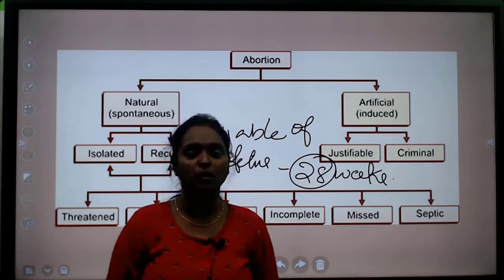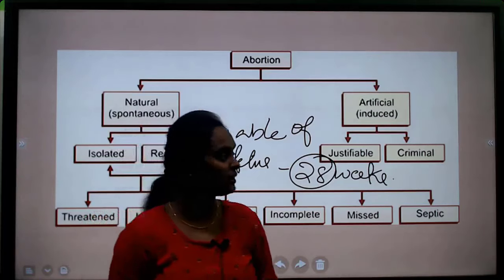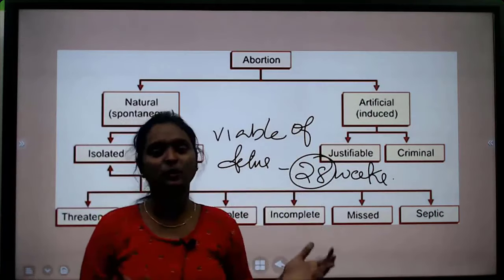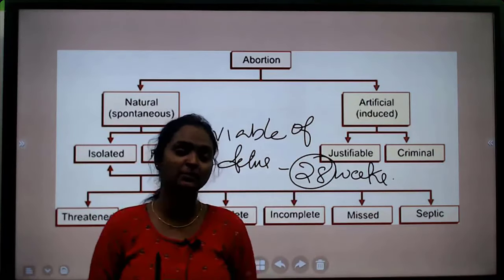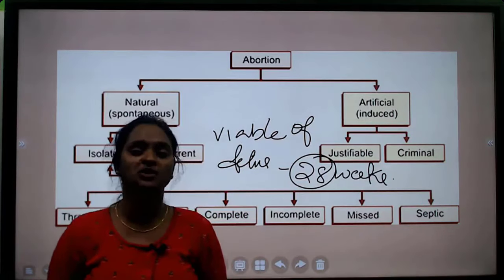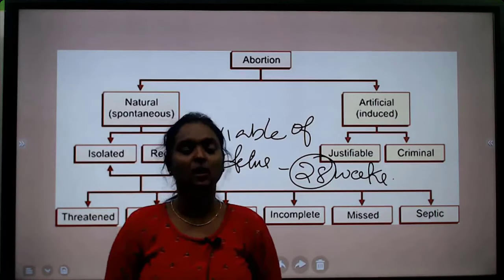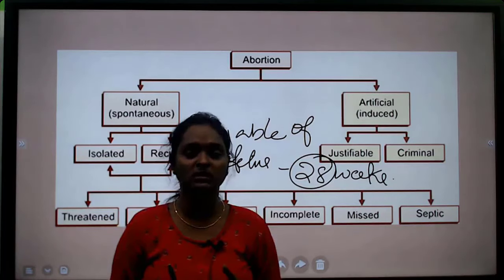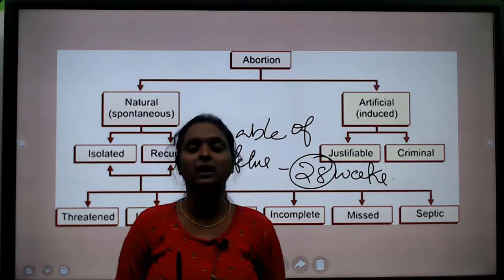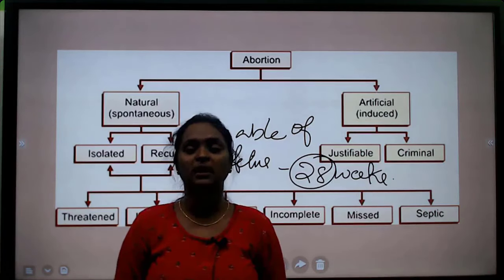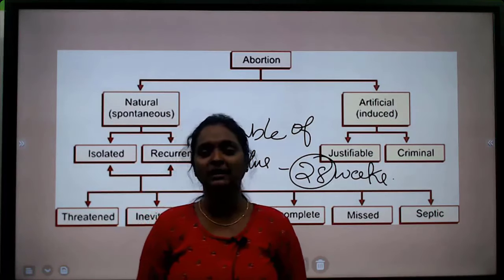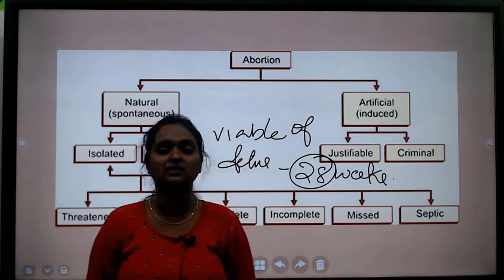Abortion has two types: natural and artificial. Natural means the abortion takes place spontaneously, depending on maternal causes or hormonal causes. What are the causes? The common cause in the first trimester, if the abortion occurs during that time, is chromosomal abnormalities. Because of chromosomal abnormalities during the first trimester, there is a chance of abortion.